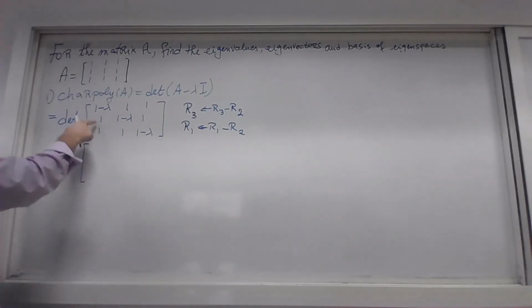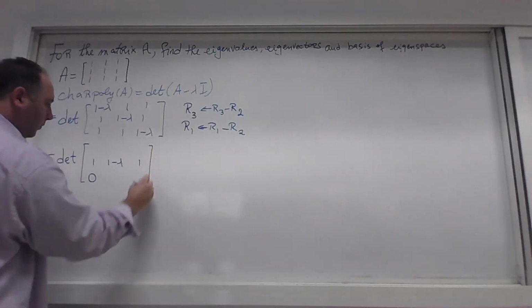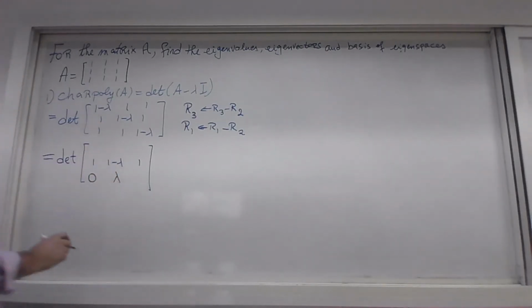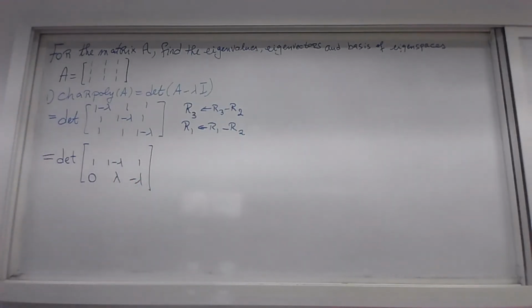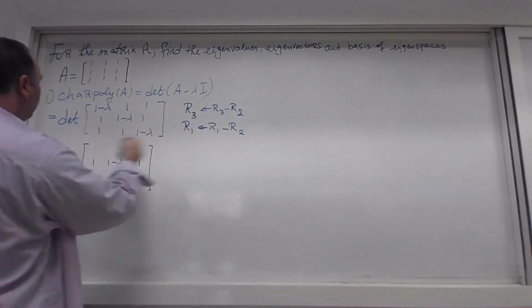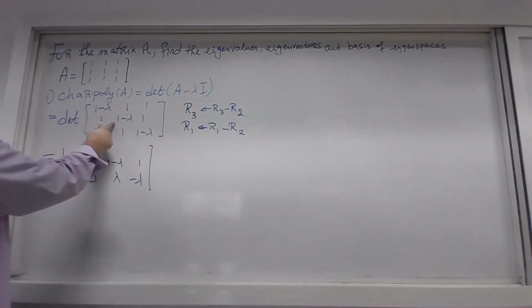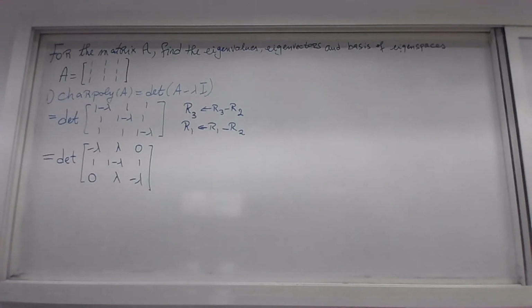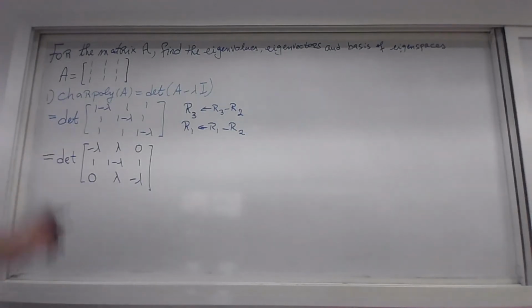So this minus this is 0. So the second row stays the same, right? So let's copy it. The third row, this minus this is 0. This minus this is lambda. This minus this is negative lambda. Okay, that's nice. And then row 1 minus row 2. So this minus this is negative lambda. This minus this is lambda. This minus this is 0. So it's a little bit cuter. There's nothing wrong with computing the determinant from here, it's fine. But this one looks cuter.